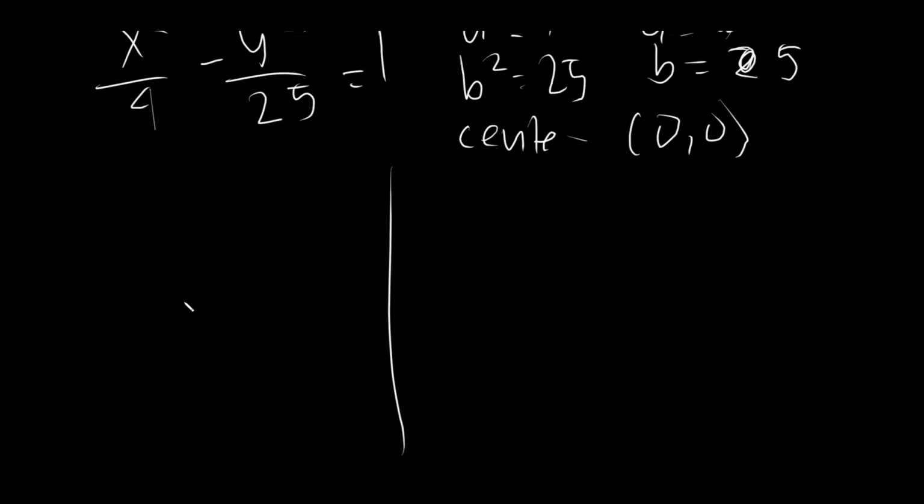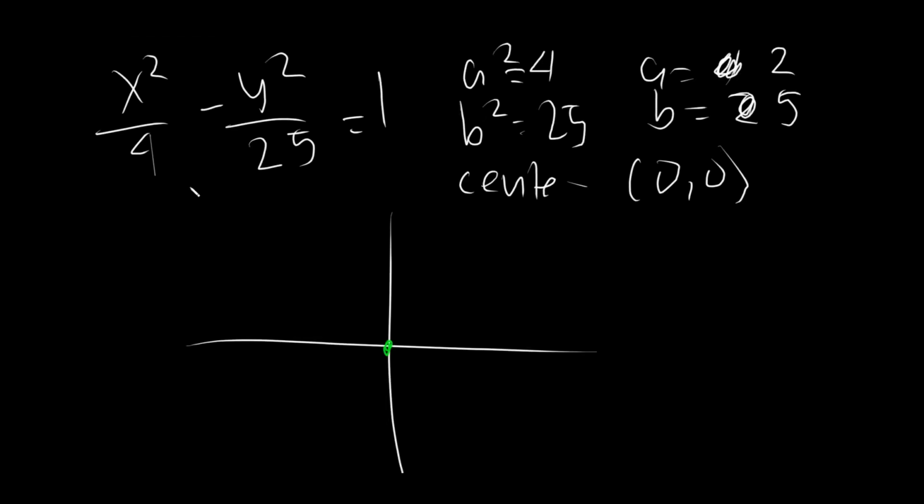So, to graph it, first locate the center, it's at 0, 0. Then, since a is under x, move 2 units to the left and to the right. So, 1, 2, then 1, 2. And since b is under y, move 5 units upward and downward. So, 1, 2, 3, 4, 5. 1, 2, 3, 4, 5. Then, draw an imaginary rectangle.